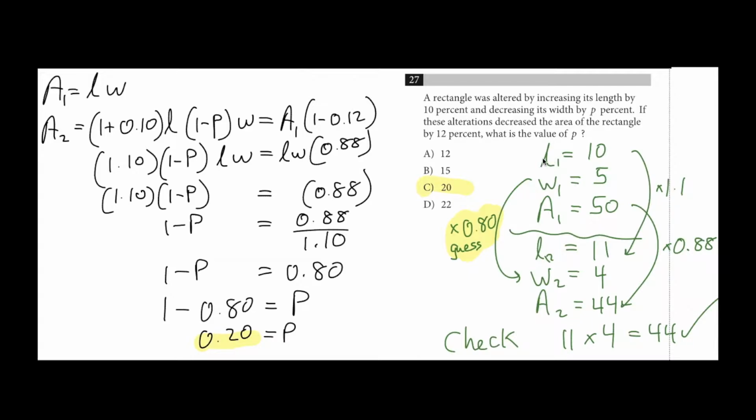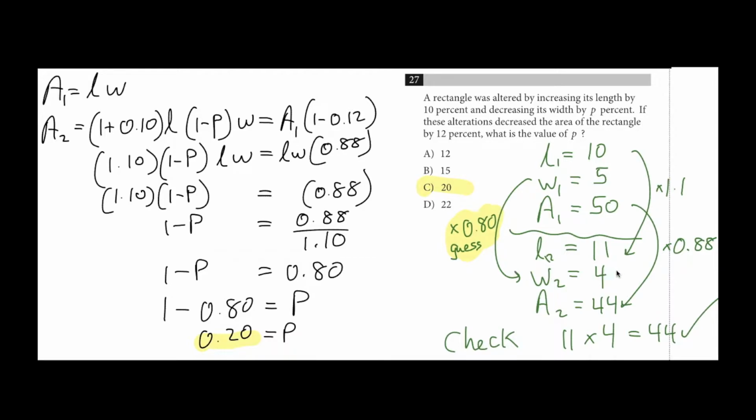So if length 1 is 10, then length 2 is going to be 11. You got that by multiplying by 1.1. Width 1 is 5, and you could guess and check 4 times until you get the one that works. Guessing that answer choice C, if you have 5 and multiplying that by 0.80, that's 20%, 100% minus 20% will give you 80%. So multiply 5 times 0.80 to give you the 4.